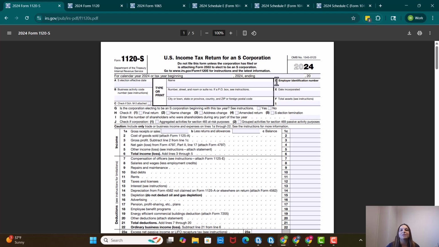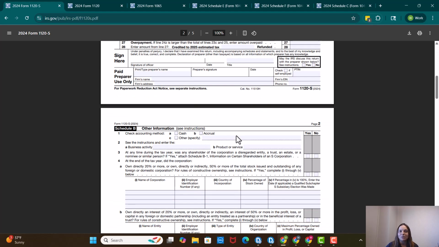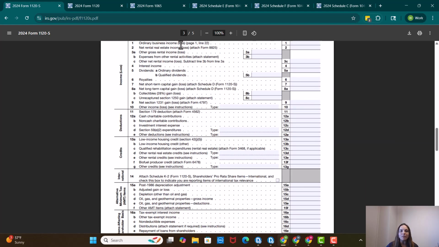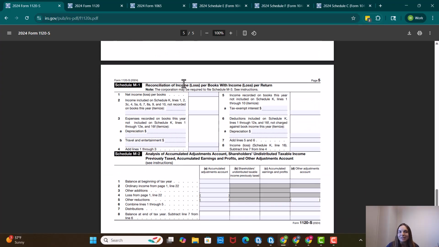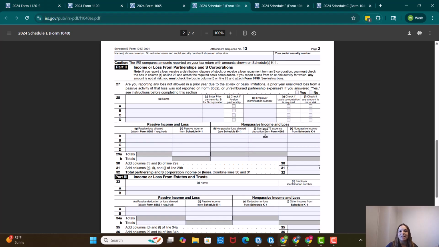The S corporation tax return looks very, very similar to a partnership and a C corporation. Okay, so this is the S corporation tax return. Again, you're gonna have the Schedule K, a balance sheet, a reconciliation of income or loss, and an analysis of accumulated adjustments, which is again like a capital account, like partnership accounts. So this looks very similar. Just like a partnership, Schedule K1s are issued to the shareholders in the S corporation, and that income is then picked up in Part 2 of Schedule E on each shareholder's personal return.